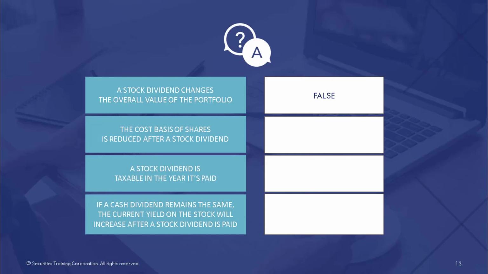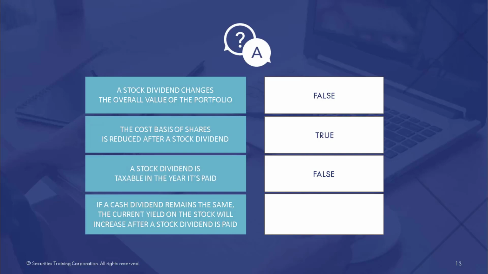Number 2. The cost basis of shares is reduced after a stock dividend. Is it reduced? True. As we saw in our previous example, the cost basis went from $60 to $54.54. 3. A stock dividend is taxable in the year it's paid. False. There is no tax.